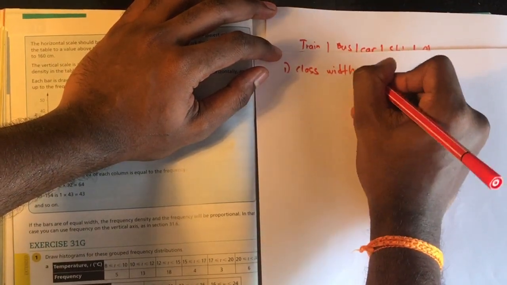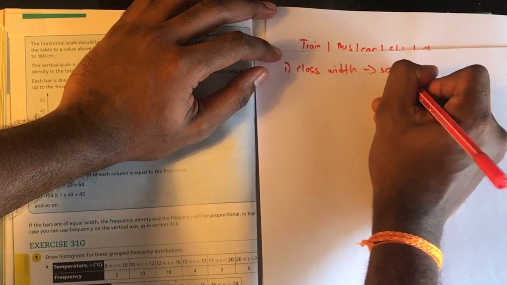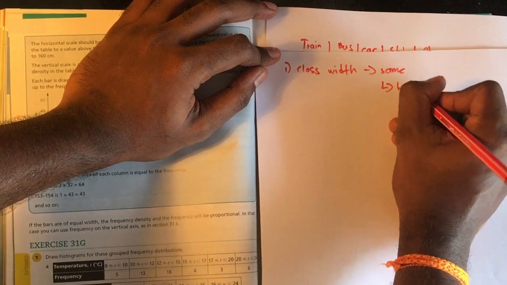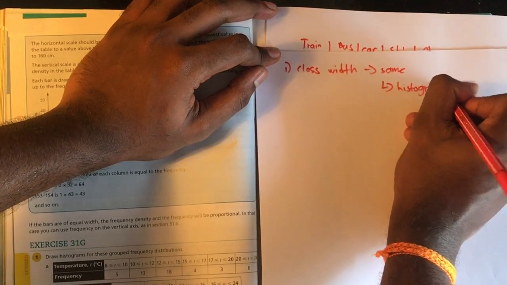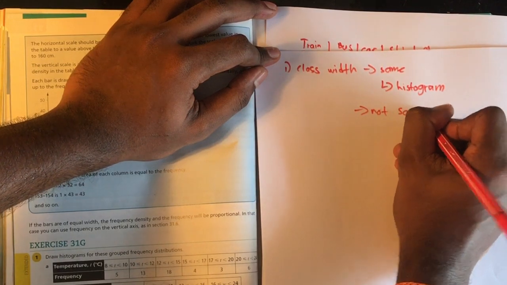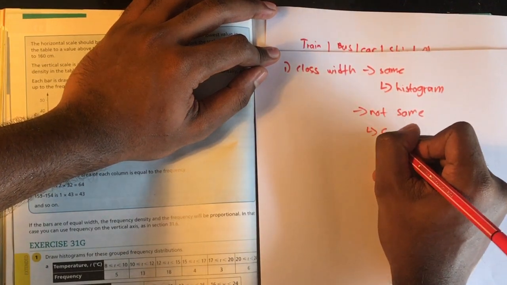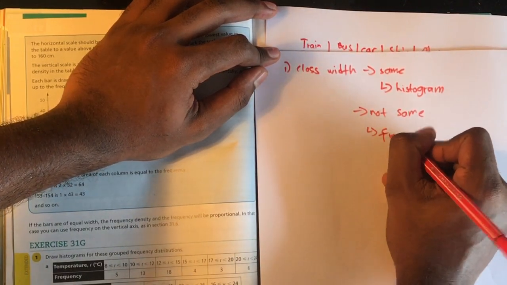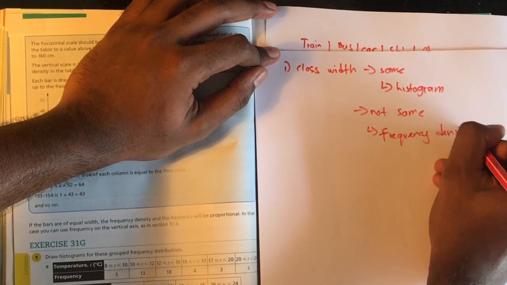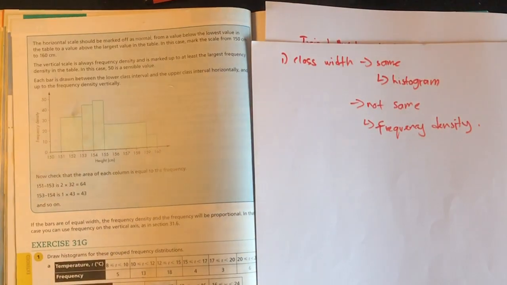Okay, you have to check whether they are the same or not. If they are the same, you can directly draw your histogram. If not the same, then you have to find the frequency density. Okay, this is something that you need to do.